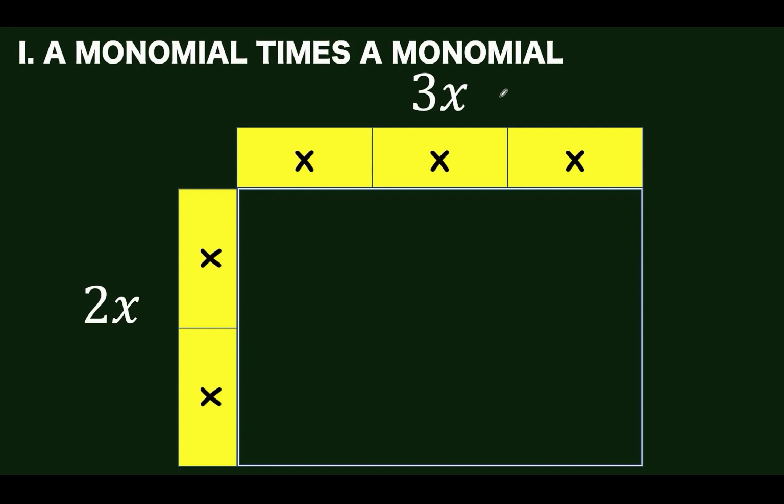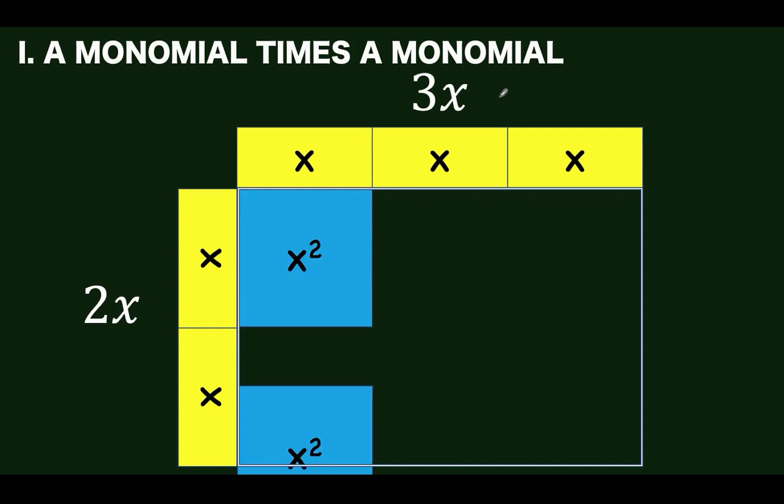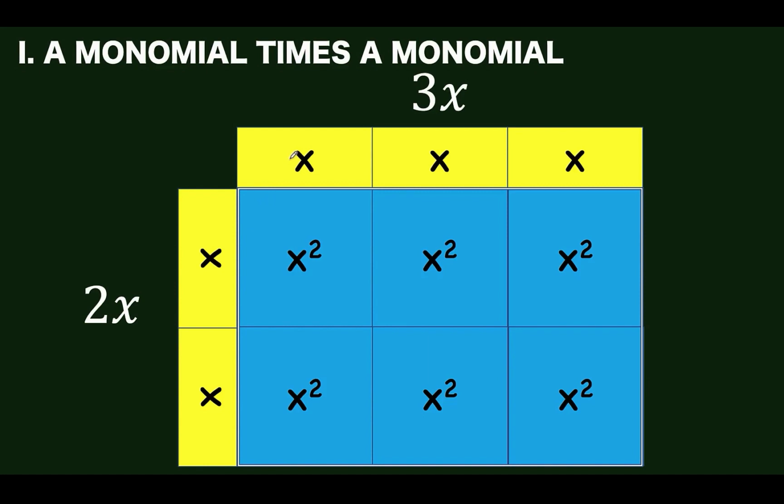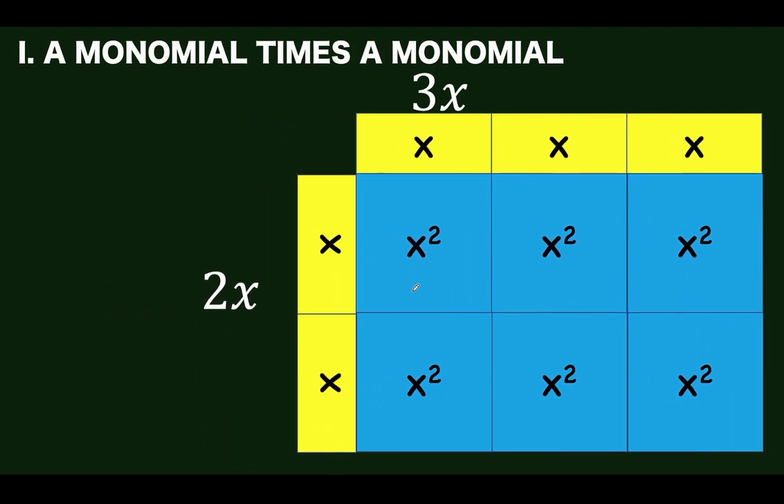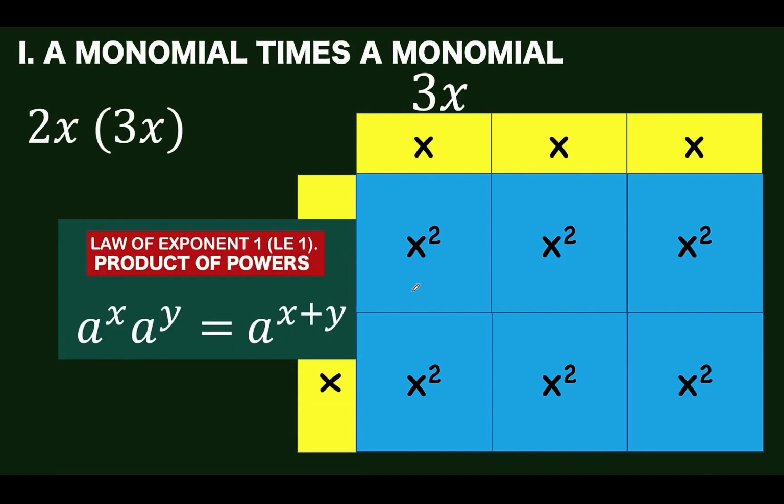So what's the area now of this rectangle? Let's tessellate it with x squared. Why x squared? Because x times x is x squared. So all of these are of dimension x times x. The area is x squared. And there are how many x squared are there all in all? There are 6. And therefore, we now say that the product of 2x times 3x is equal to 6x squared. 1, 2, 3, 4, 5, 6. Visually, you can see this 6x squared.